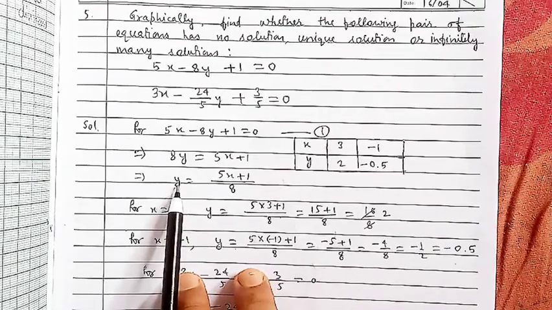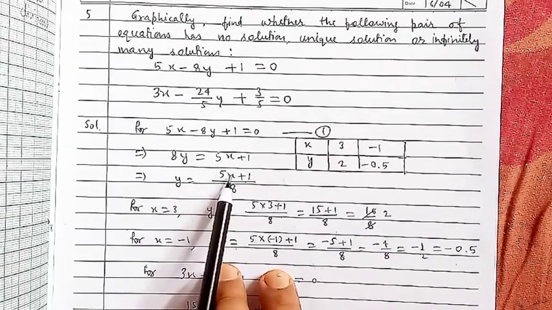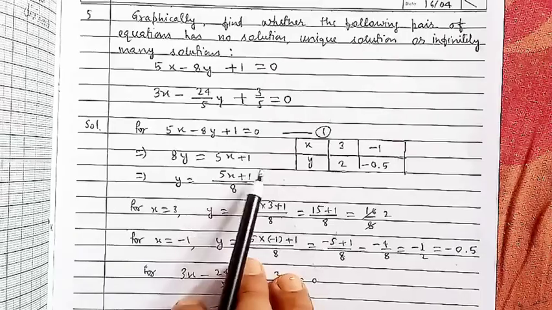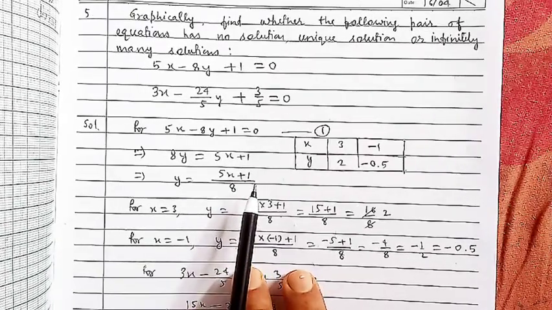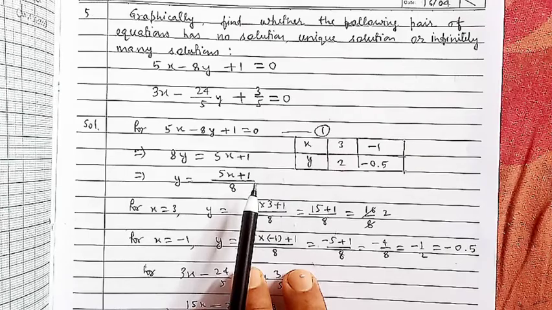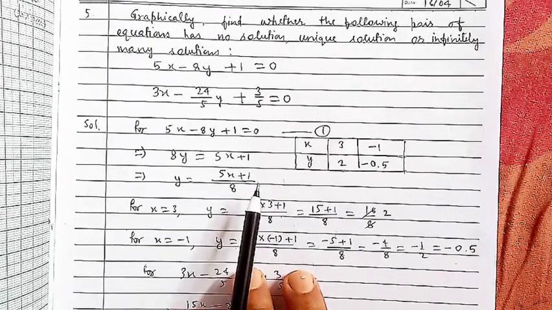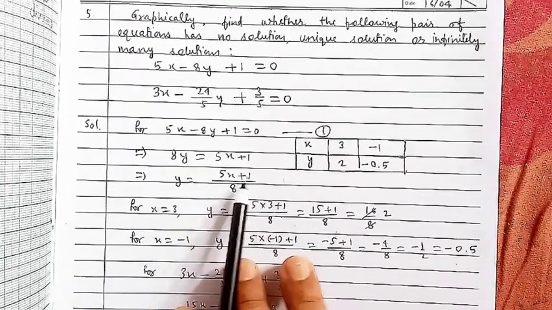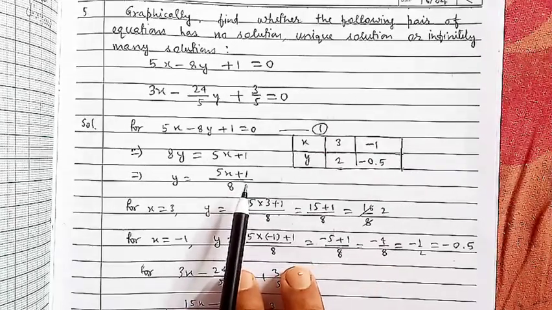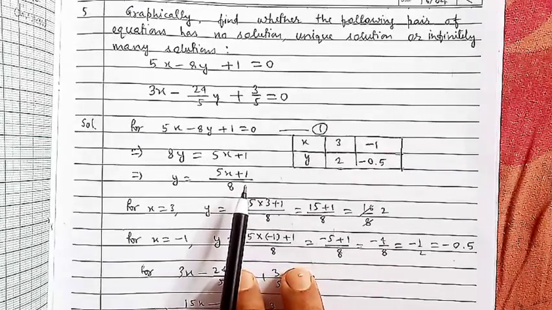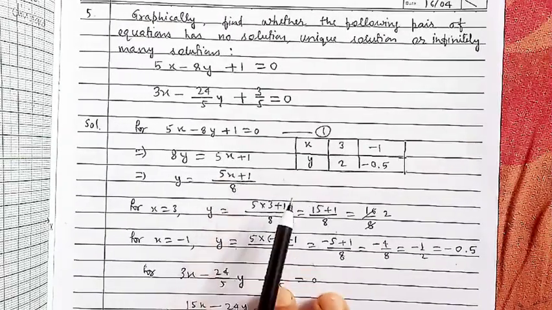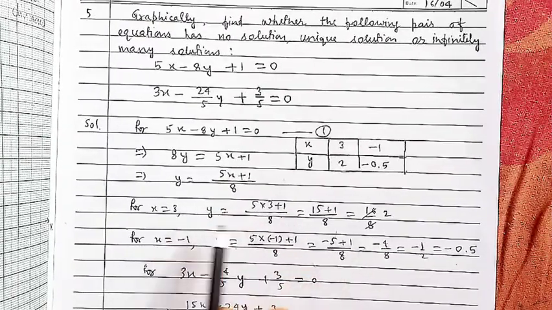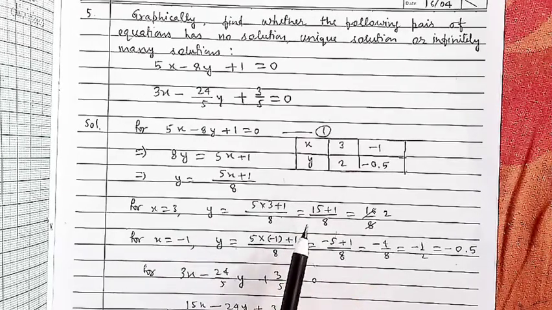Now we put one by one integral values of x. If we put x is equal to 1, we will get 6 by 8, 3 by 4, which is 0.75. It cannot be plotted. If we put 2, then we get 11 by 8, which has also more than one decimal place. So we proceed further. We put x is equal to 3, then we get y is equal to 2. This point 3, 2 can be plotted.